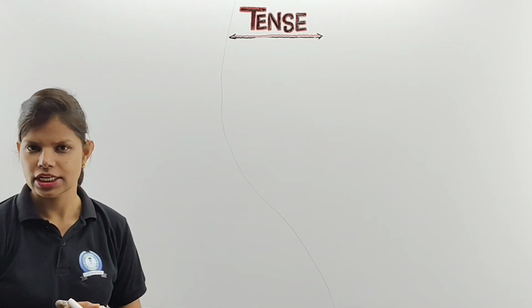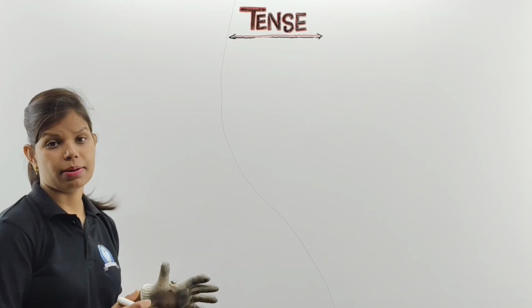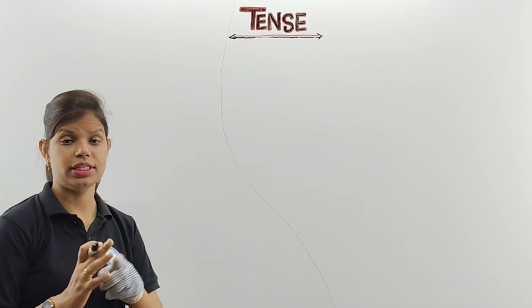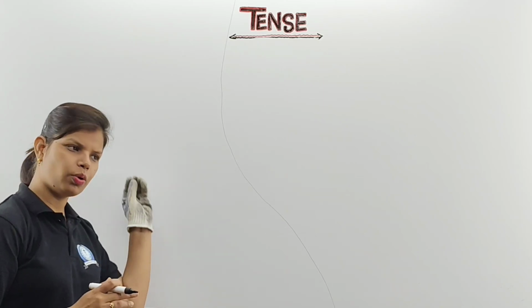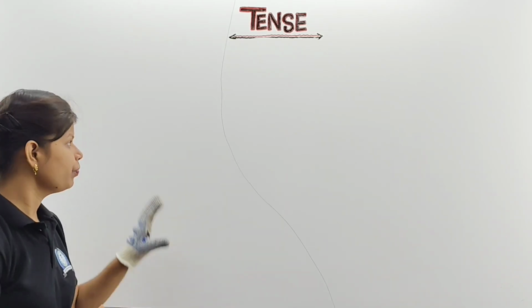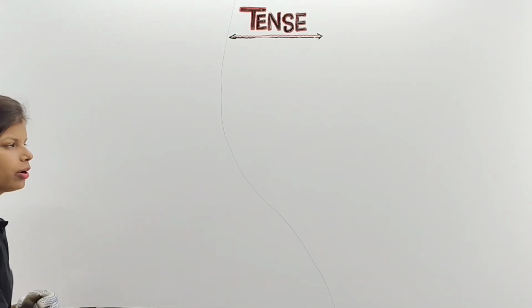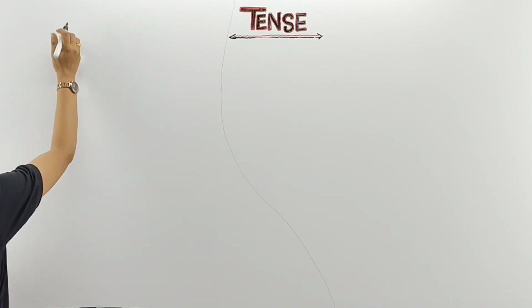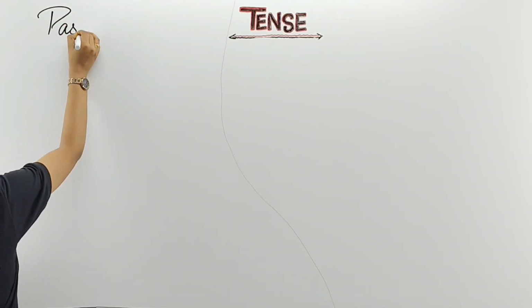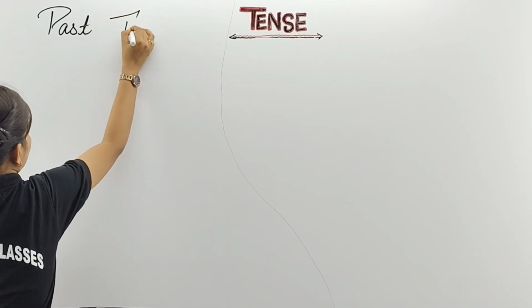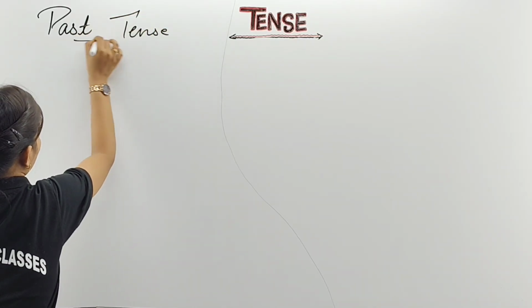Sometimes the forms of the verb change, sometimes they remain the same, but please don't mix them up with each other. Clear? Whatever you read in the previous video, you have to continue. What you read in this video, you have to continue. So here we are going to begin with the first part, and that will be, let's write here, your past tense. Clear? And in past tense, we are going to discuss what?